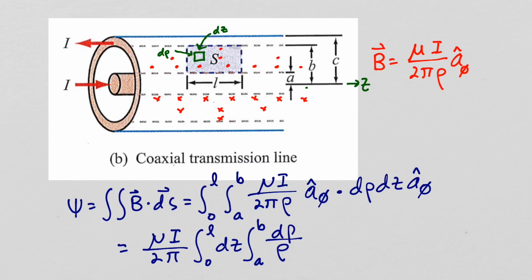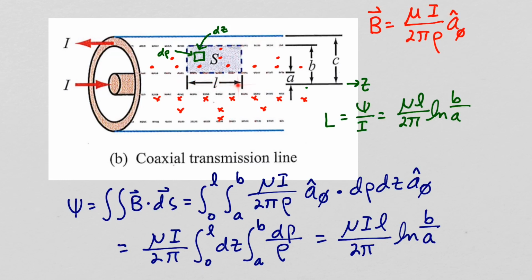The integral of d rho over rho from A to B will just be the natural log of B over A, and the integral of dz from 0 to L will just be L. So here we have the total flux associated with this segment of length L, and in this case the flux will be the same as the flux linkage. So to get the inductance for this length L of our coaxial cable, we divide our flux by our current I, and here's the expression for that inductance.